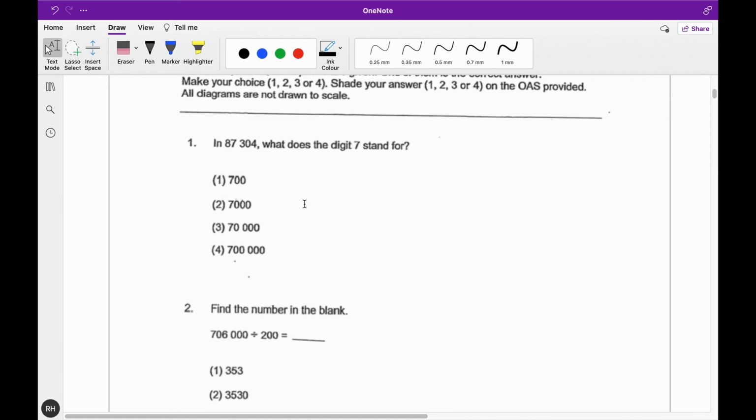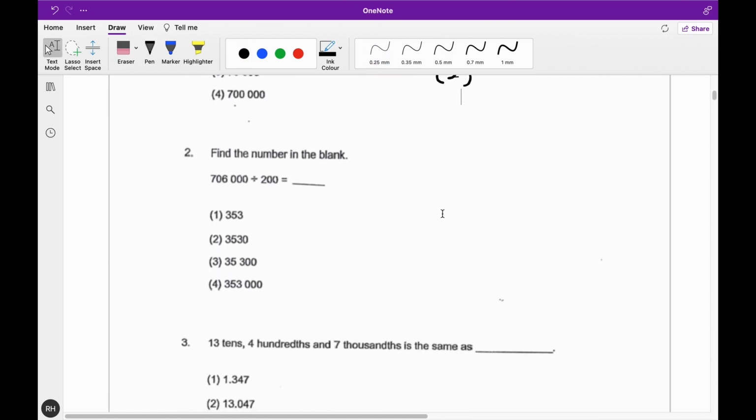Question 1. In 87,304, what does the digit 7 stand for? So digit 7 is over here. When we say "stands for", they're asking for the numeric value. So in this case, this is ones, tens, hundreds, and this is in the thousands place. So it will be 7,000, option 2.